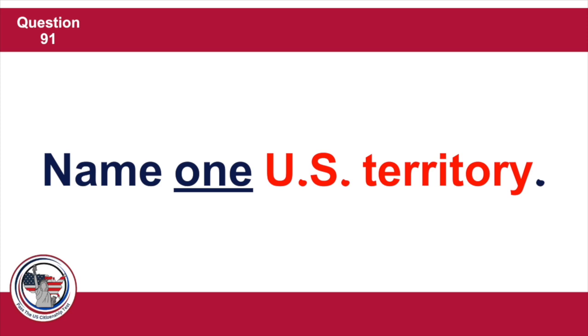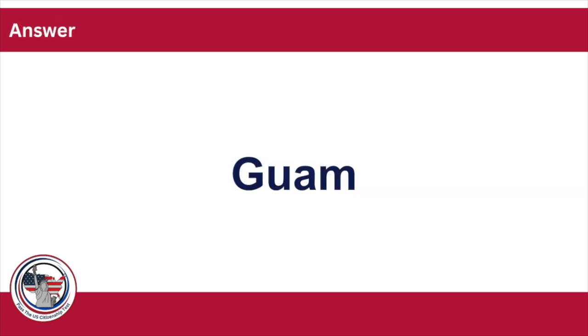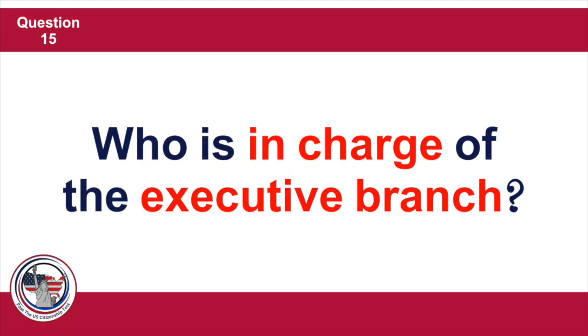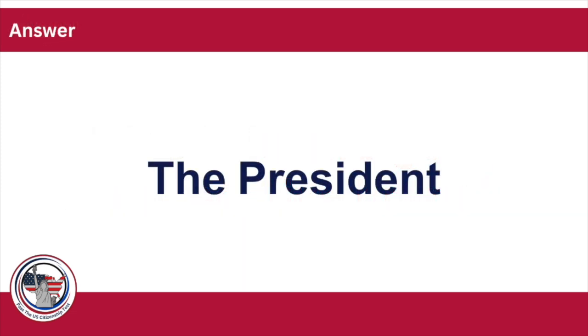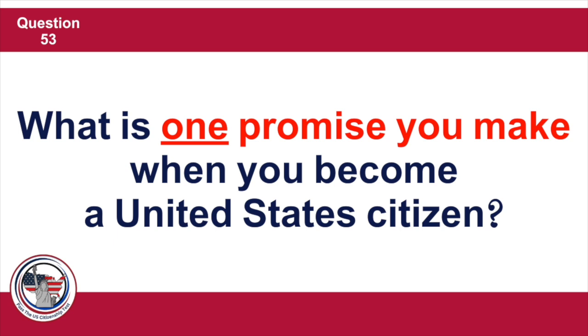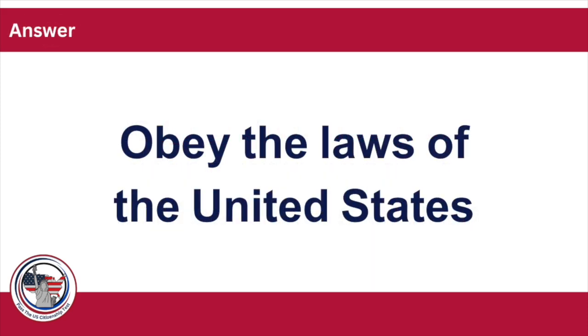Name one U.S. territory. Guam. Who is in charge of the executive branch? The president. What is one promise you make when you become a United States citizen? Obey the laws of the United States.